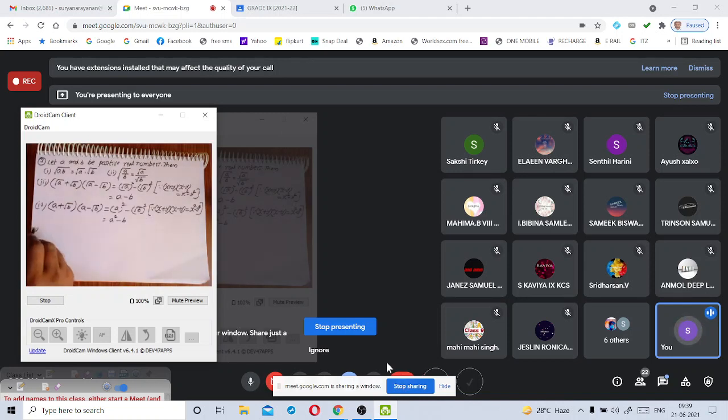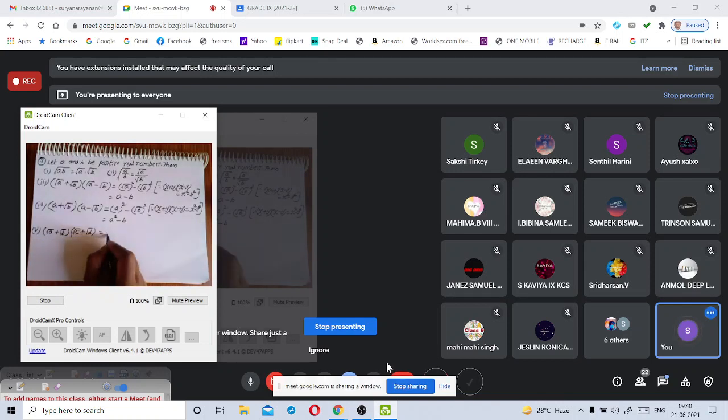Now come to the next one. Root a plus root b into root c plus root d. Now, can you multiply these two expressions? Here, if you observe, we cannot use any algebraic identity. Can anyone multiply these two expressions?